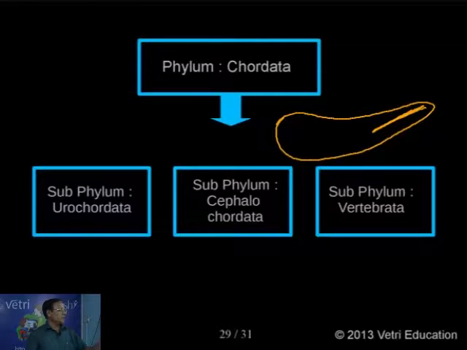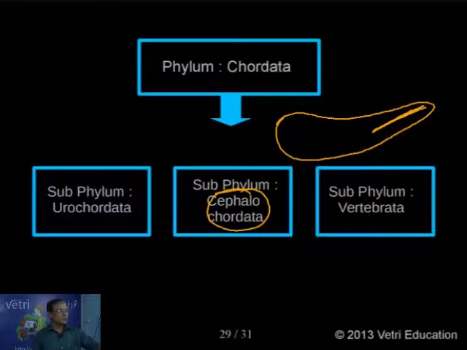Then in the case of Cephalochordata, the notochord is found even in the adult stage. It is extended up to the head region. Normally in our case, for example human beings, we have the notochord or the backbone just up to the neck region only. But in Cephalochordata, the notochord also extends into the head region. Hence the name Cephalochordata, for example Amphioxus.